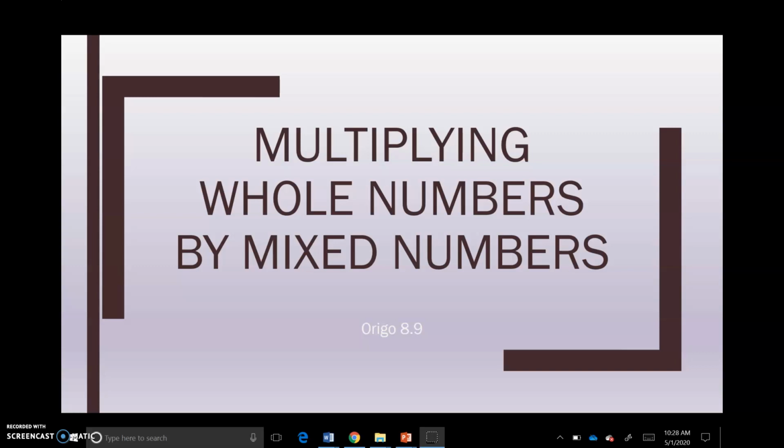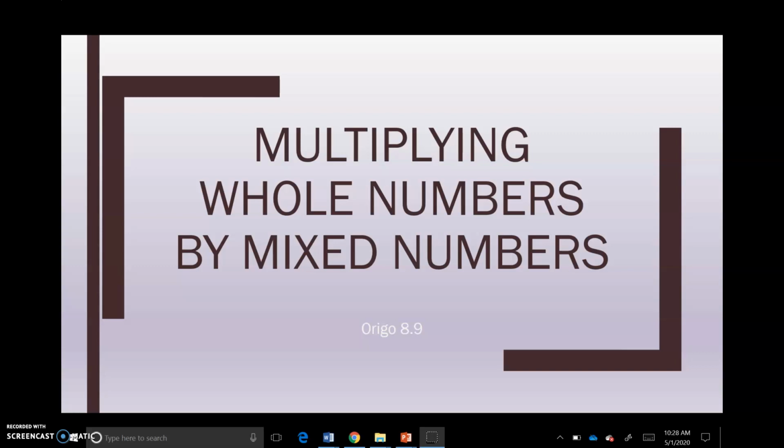We are going to continue on talking about multiplying with fractions. Last week we talked about multiplying fractions by fractions. The week before we had talked about fractions by whole numbers. And this week we're going to dive into multiplying with our good old friend mixed numbers.